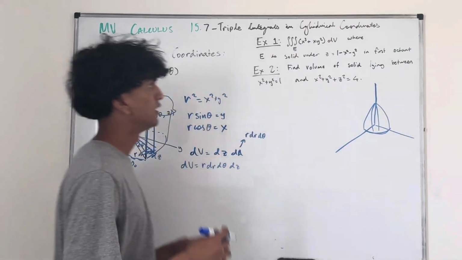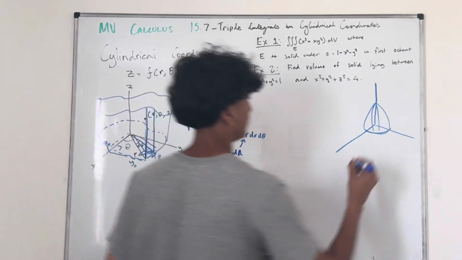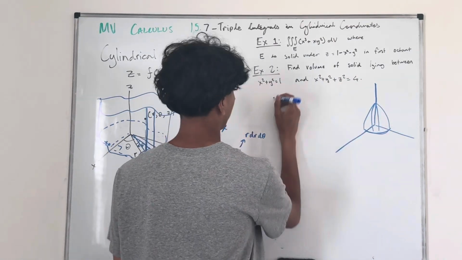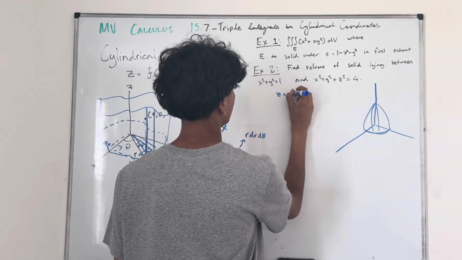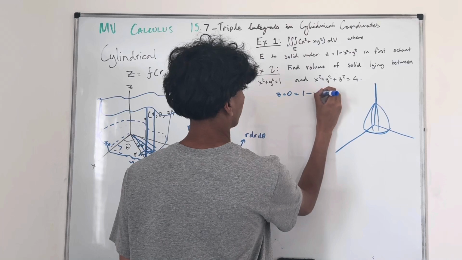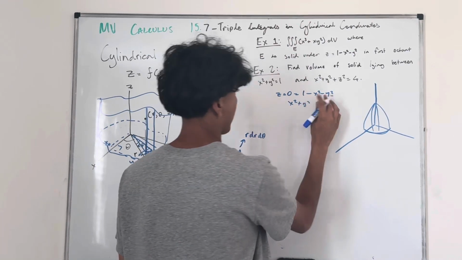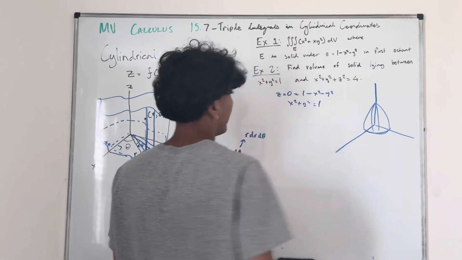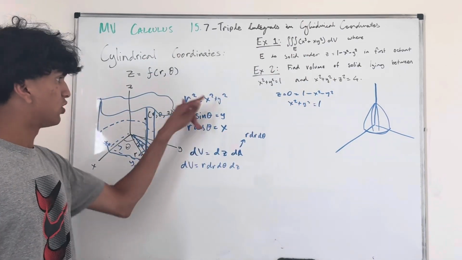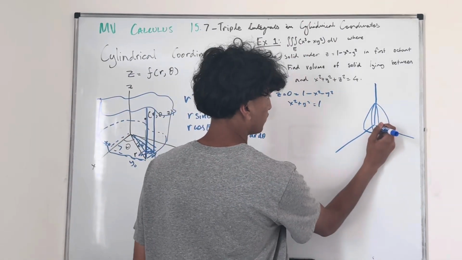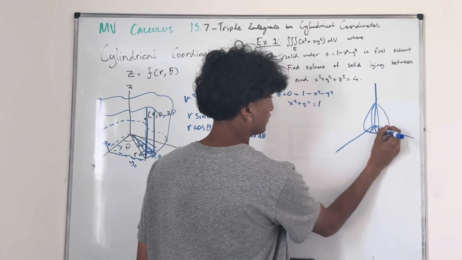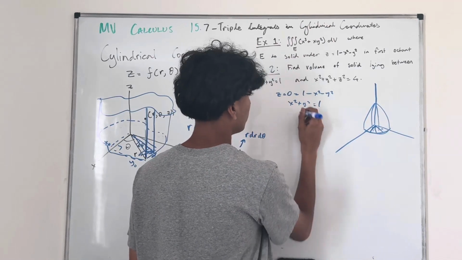And if we think about z, this is at z equals 0, right? So we would say z equals 0, which equals 1 minus x squared minus y squared. And then we get x squared plus y squared equals 1 when we add these 2 terms over. And x squared plus y squared would just equal r squared. So this would end up equaling the values of r is just equal to 1.